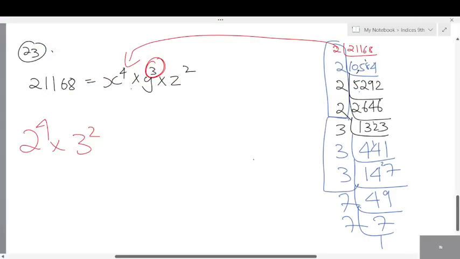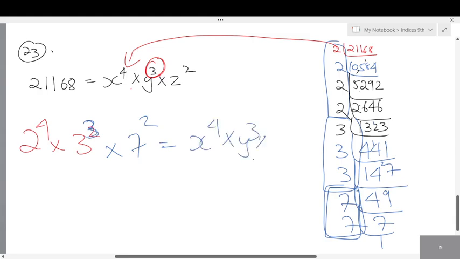Okay, now tell me how many times 2 is multiplied, students. How do you write these values? 2 to the power of 4, next 3 to the power of 2, and what else? Yes, 7 to the power of 2 is equal to x^4, y^3, z^2.